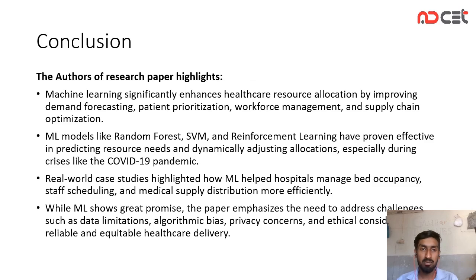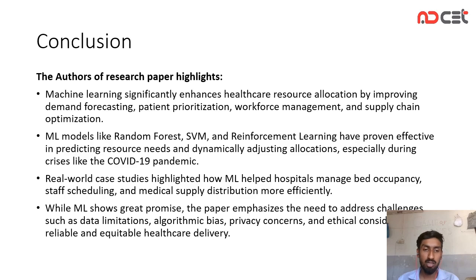And lastly we see the conclusion. The authors of the research paper highlight that machine learning efficiently enhances healthcare resource allocation by improving demand forecasting, patient prioritization, workforce management, and supply chain optimization. ML models like random forest, SVM, and reinforcement learning have proven effective in predicting resource needs and dynamically adjusting allocations, especially during crises like the COVID-19 period.